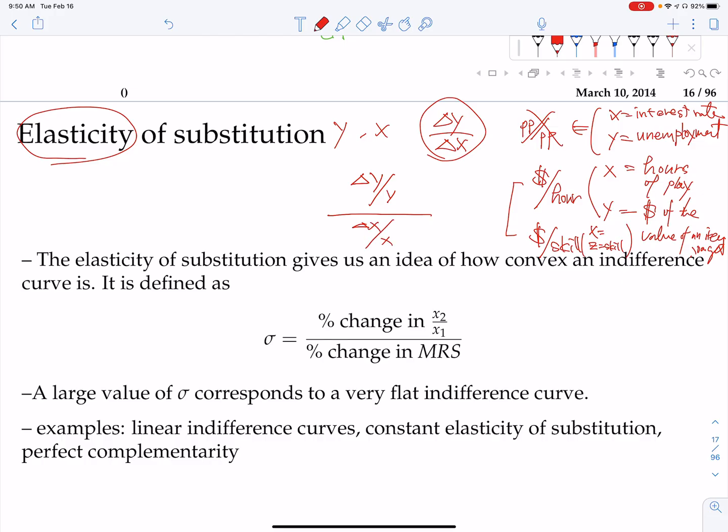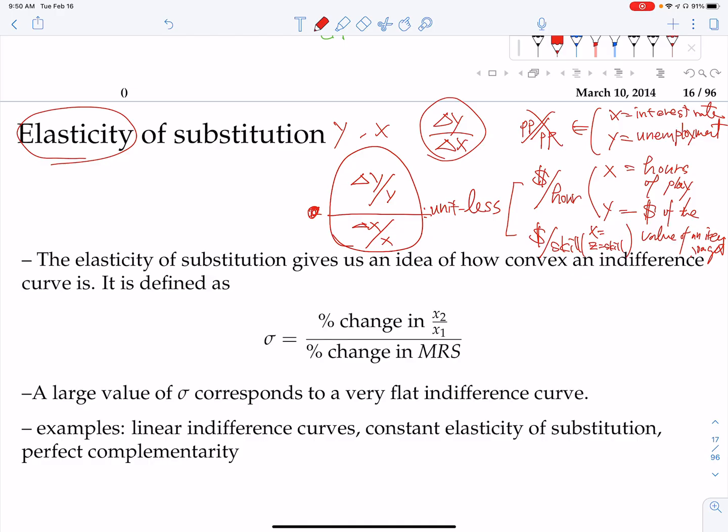Okay, so if you think of it that way, this is unitless. It doesn't have any unit. What it measures is what happens when x increases by 1%. Let's say x was 200 hours in the first place, so you're spending 200 hours every month, and you increase the playing hours by 2 hours. That means you increase x by 1%, okay?